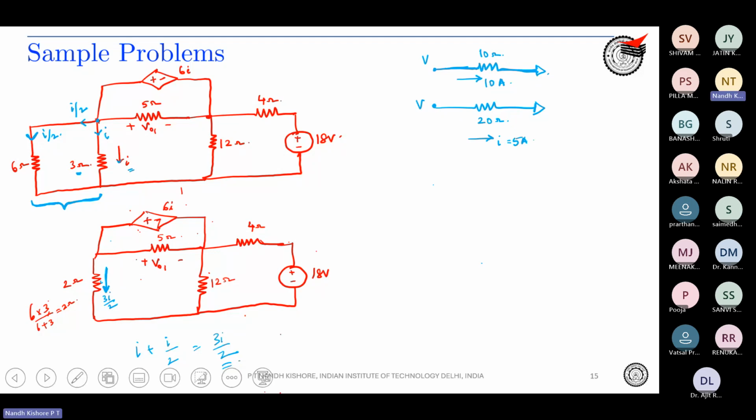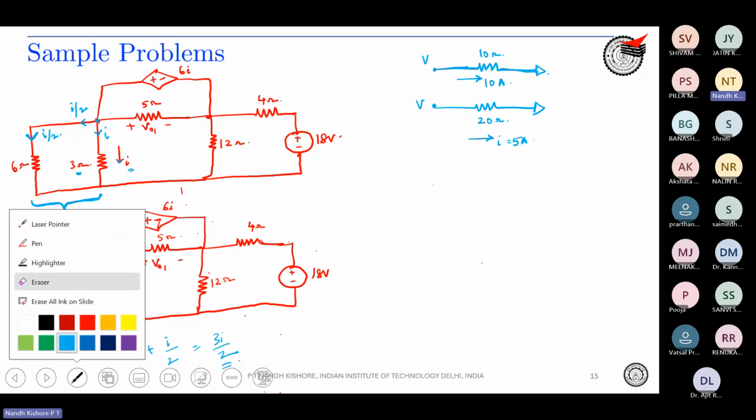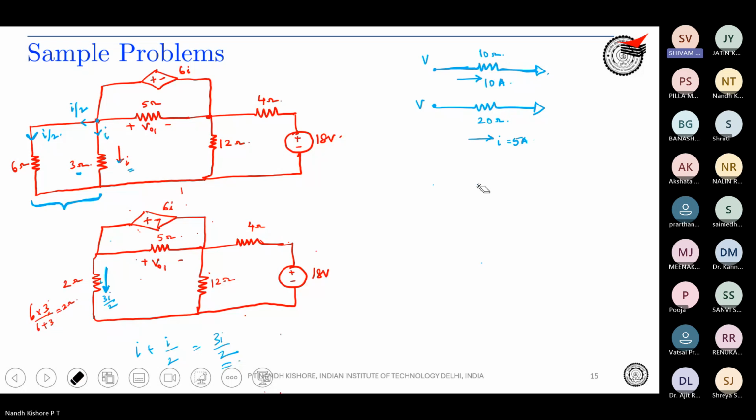Is this understood by every one of you? Yes, sir. Clear, right? How we are able to get 3I by 2? Okay, clear, fine.